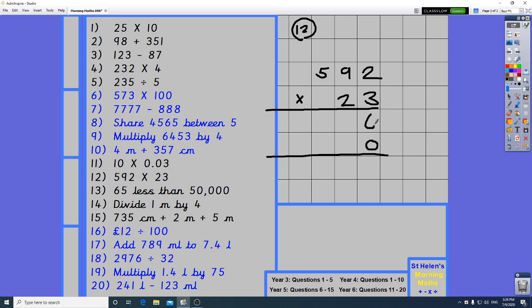3 times 2, 6. 3 times 9, 27. 3 times 5, 15, plus 2, 17. Let's just check that. Okay. The next line is 20 times 592, but I place a 0 so I can do 2 times 592. It's just one of our little tricks in maths we use to make life easier for us. There we go. Got 2 answers. I'll add them up at the end.